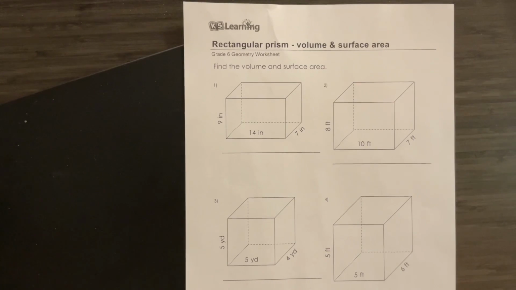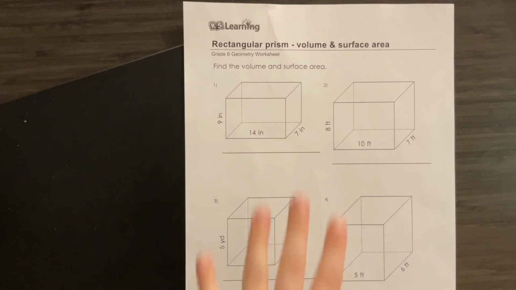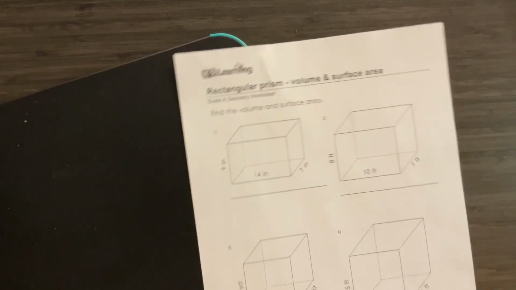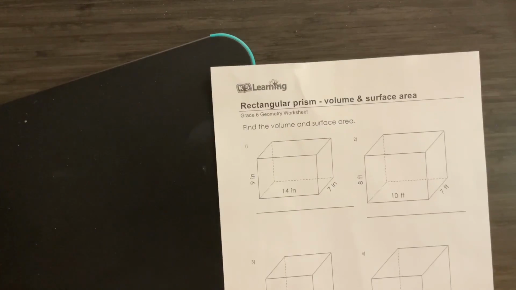All right, today we're going to talk about volume based off cross sections. Since you guys just learned about cross sections, we are going to talk about it for rectangular prisms first. So we have a few rectangular prisms here. We're going to do that first one, and then we're also going to do the second one just so you can see.